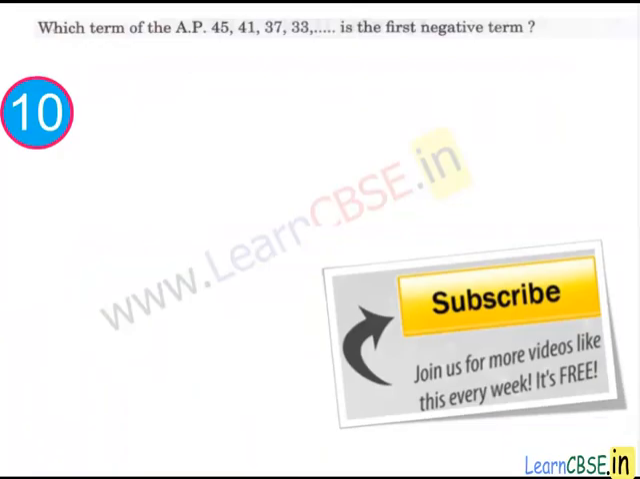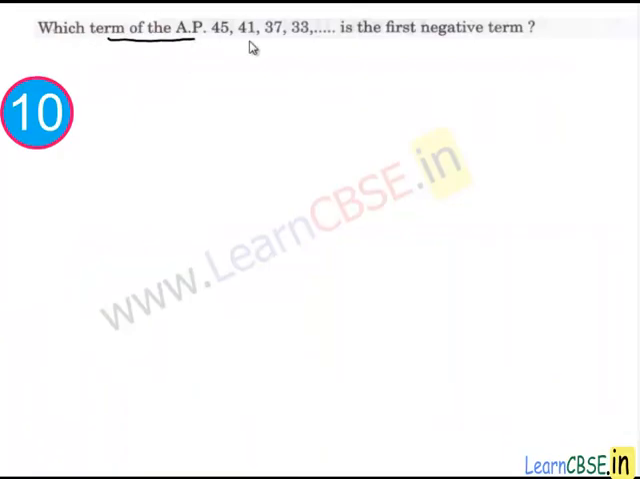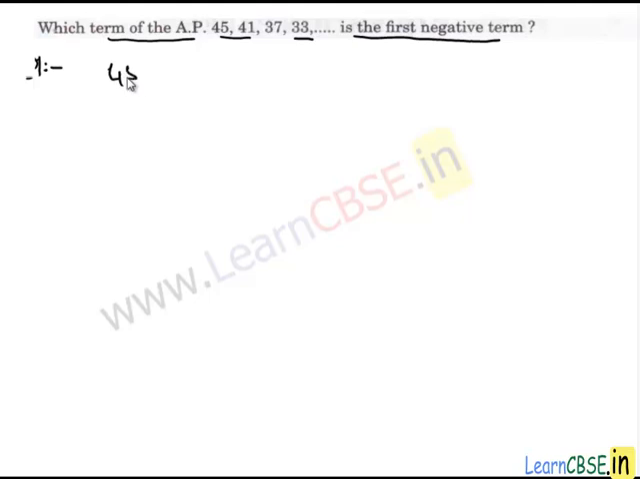Let's move to the next question. In this question, which term of the AP 45, 41, 37, 33 is the first negative term? According to the problem, we have to find out the first negative term of this AP. Here the given AP is 45, 41, 37, 33, and so on. Here the AP is in decreasing order, so we have to find the number of the first negative term. Let's work out the problem.